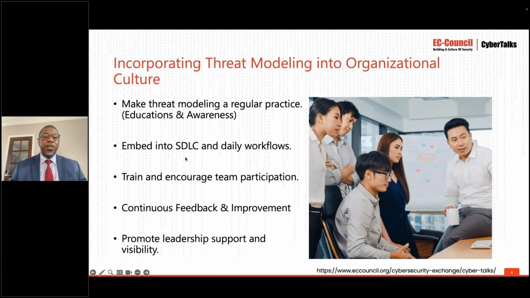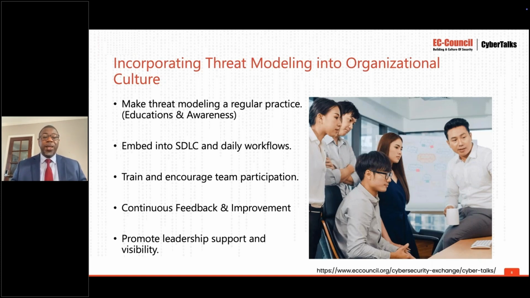You want to embed it into the software development lifecycle, or in some cases, some persons might say the system development lifecycle. You want to ensure that when you are going through the process, even when building an application or implementing a system, you create that daily workflow. You want to understand, before you deploy that system or application, what the threats to this application are before it becomes live and usable to the user, or even accessible by the internet.